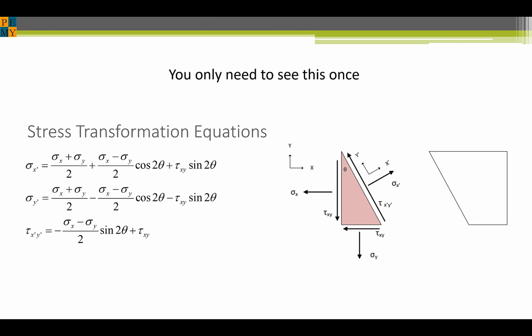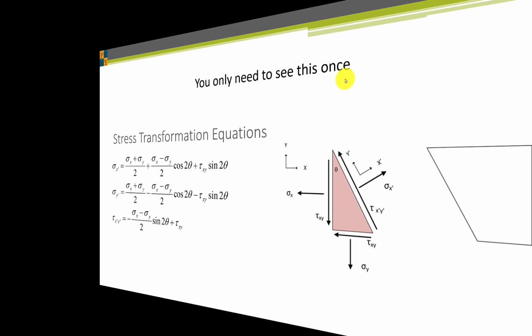To refresh you on the stress transformation equations, here they are. We're going to work with sigma x prime and tau x prime y prime. That is, these stresses on this cut face, which is a function of the angle theta. As it says, you really only need to see this derivation once, and then we'll move on to the Mohr circle, which does this automatically and much more elegantly for us in the future.